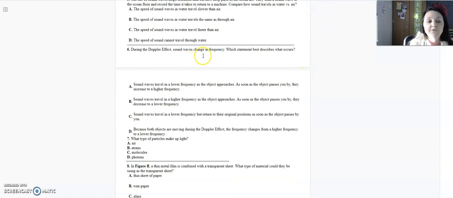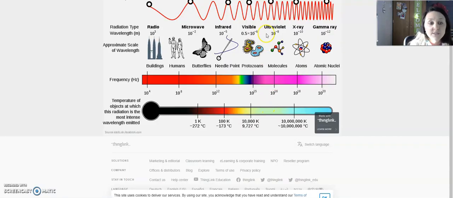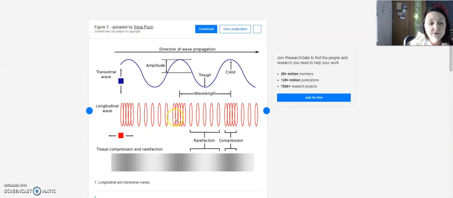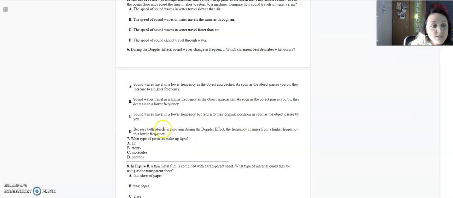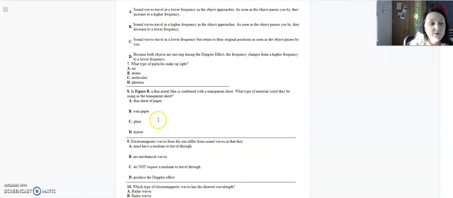All right, so during the Doppler effect, we just talked about waves changing frequency. As the object approaches, the frequency increases. As the object passes, the frequency decreases, and it spreads out. So sound waves travel in a higher frequency as it approaches. As soon as it passes you, they decrease to a lower frequency.